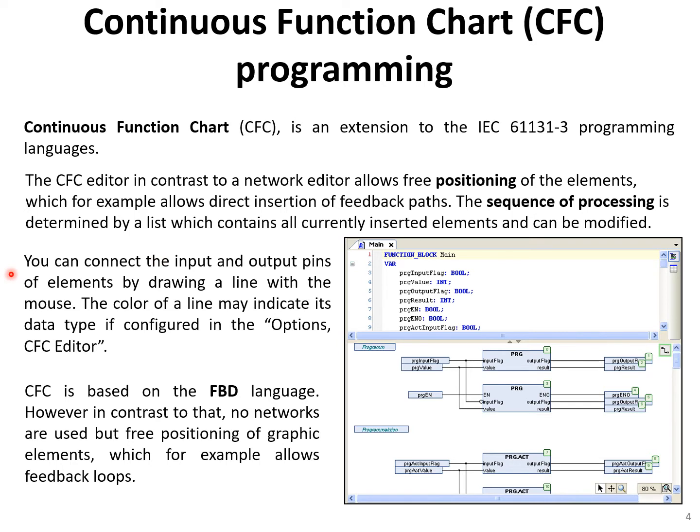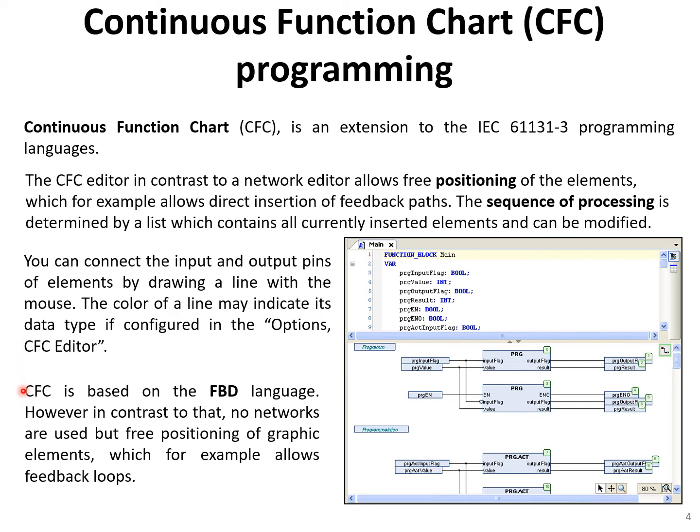You can connect the input and output pins of elements by drawing a line with the mouse. The color of a line may indicate its data type if configured in the options of the CFC editor. So as you could see, we have one example here, and you see boxes floating around, and you could connect the output of one box to the input of the other by lines and connections. Again, very similar to the MATLAB simulation environment, if you are familiar with those types of environments, if you worked with that in linear control theory courses and labs.